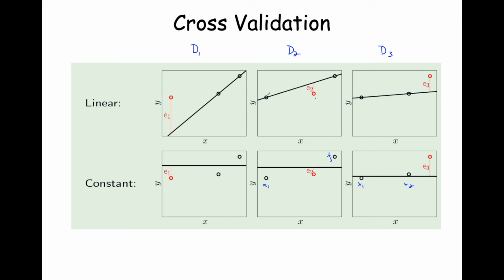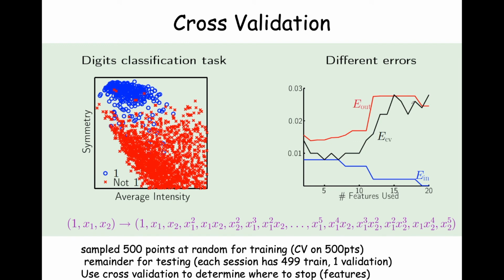And so if we take all of these validation errors, we compute the average, 1/3 of the sum of E1 plus E2 plus E3, we see that the constant model ends up being smaller, because 1/3 of this E1, E2, E3 is smaller than 1/3 of this E1 plus this E2, this E3. Okay, so this same idea, cross-validation, was used to select among a set of models for the digit classification task.